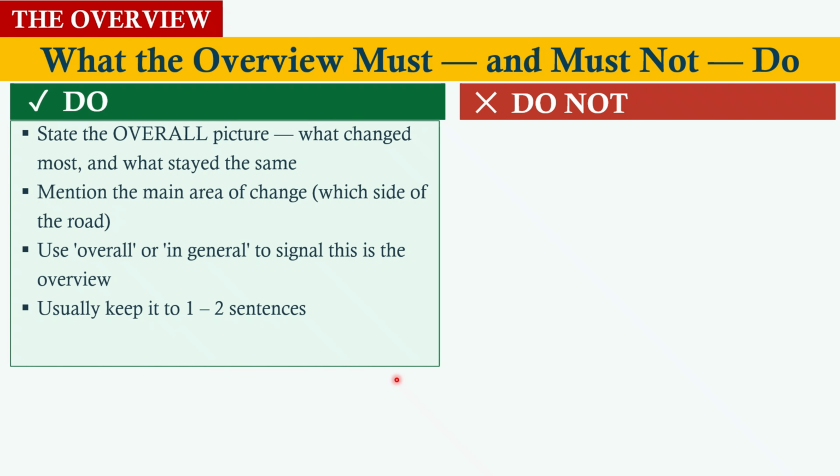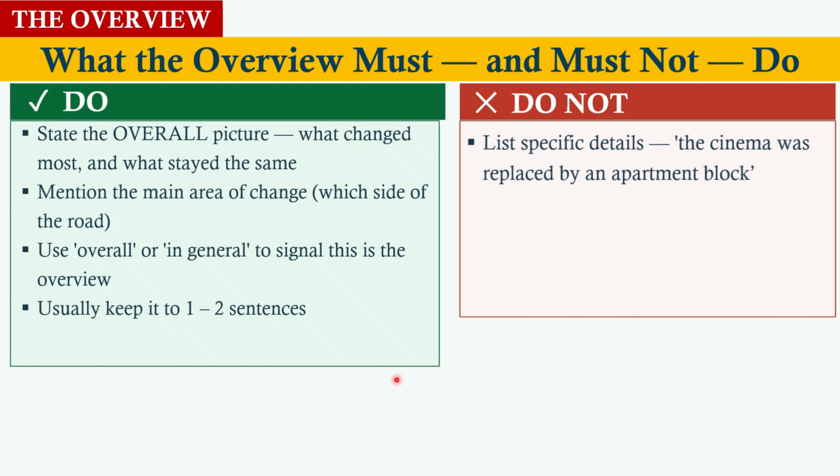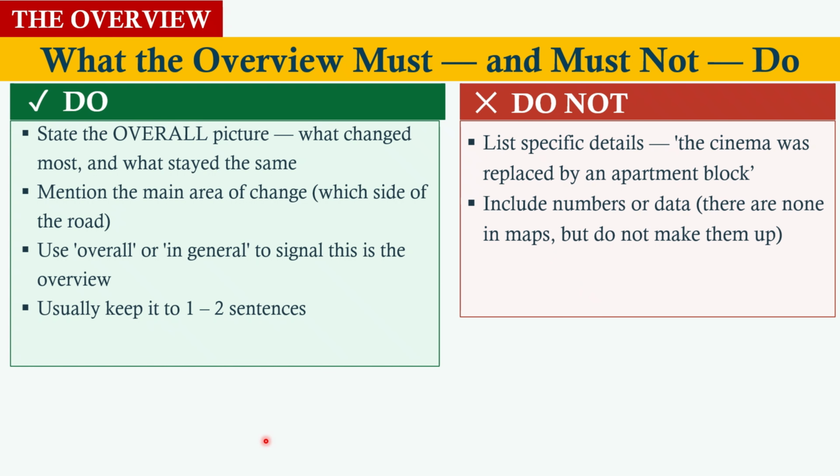Now let's look at what you should avoid. Do not list specific changes, such as the cinema was replaced by an apartment block. Details like these belong in the body paragraphs. You should also avoid inventing numbers or data. Maps do not usually contain numerical information, so focus only on the features shown. Another common mistake is repeating words directly from the question. Instead, try to paraphrase wherever possible.